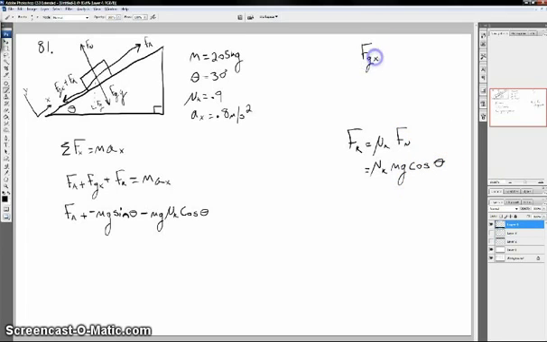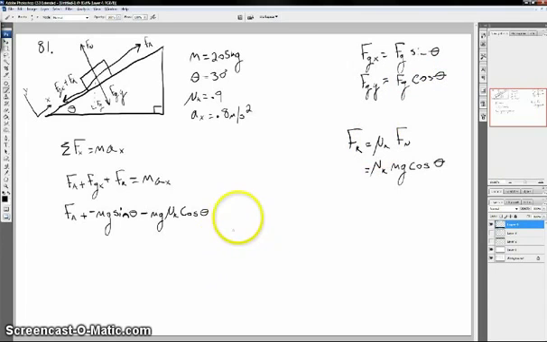The x component of the force of gravity is equal to force of gravity times sine theta, and the y component is equal to the force of gravity times cosine theta.